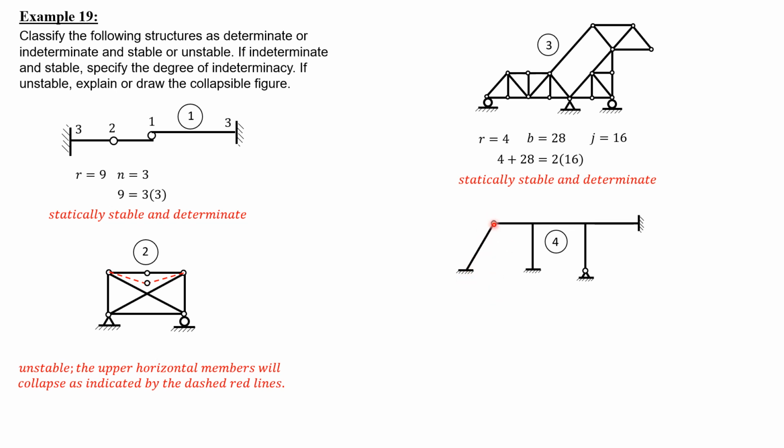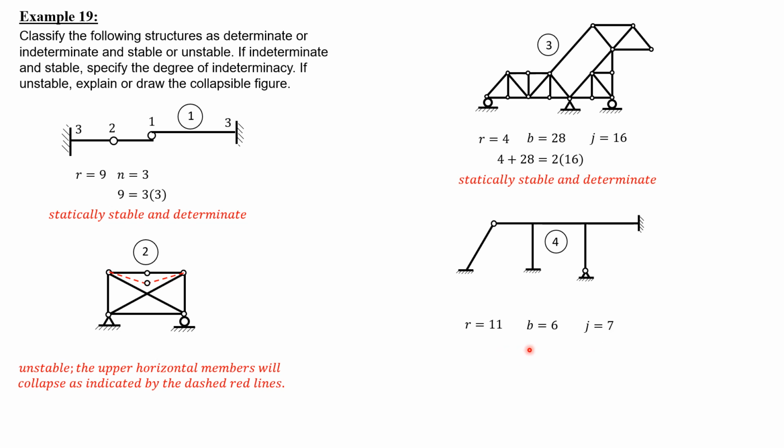So 6 bars, and reactions 11. So 11 plus 3 times 6 is 29. Joints 7, so 3 times 7 is 21, plus 1 condition, 22. So 29 is greater than 22. So this frame is statically stable and indeterminate to the 7th degree, 29 minus 22.